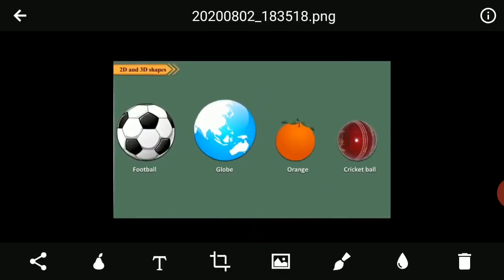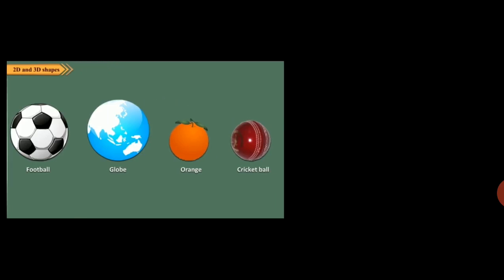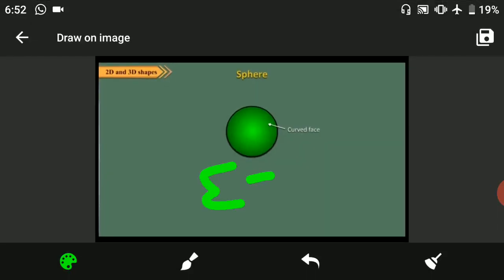Now students, we will do the next shape. Next shape, firstly see these examples. All these examples are examples of sphere. So football, globe, orange and cricket ball are examples of spheres. Will you please identify how many edges it is having? Edges means lines. Is there any line on it where two faces meet? No. So edges are, students, 0 in sphere.